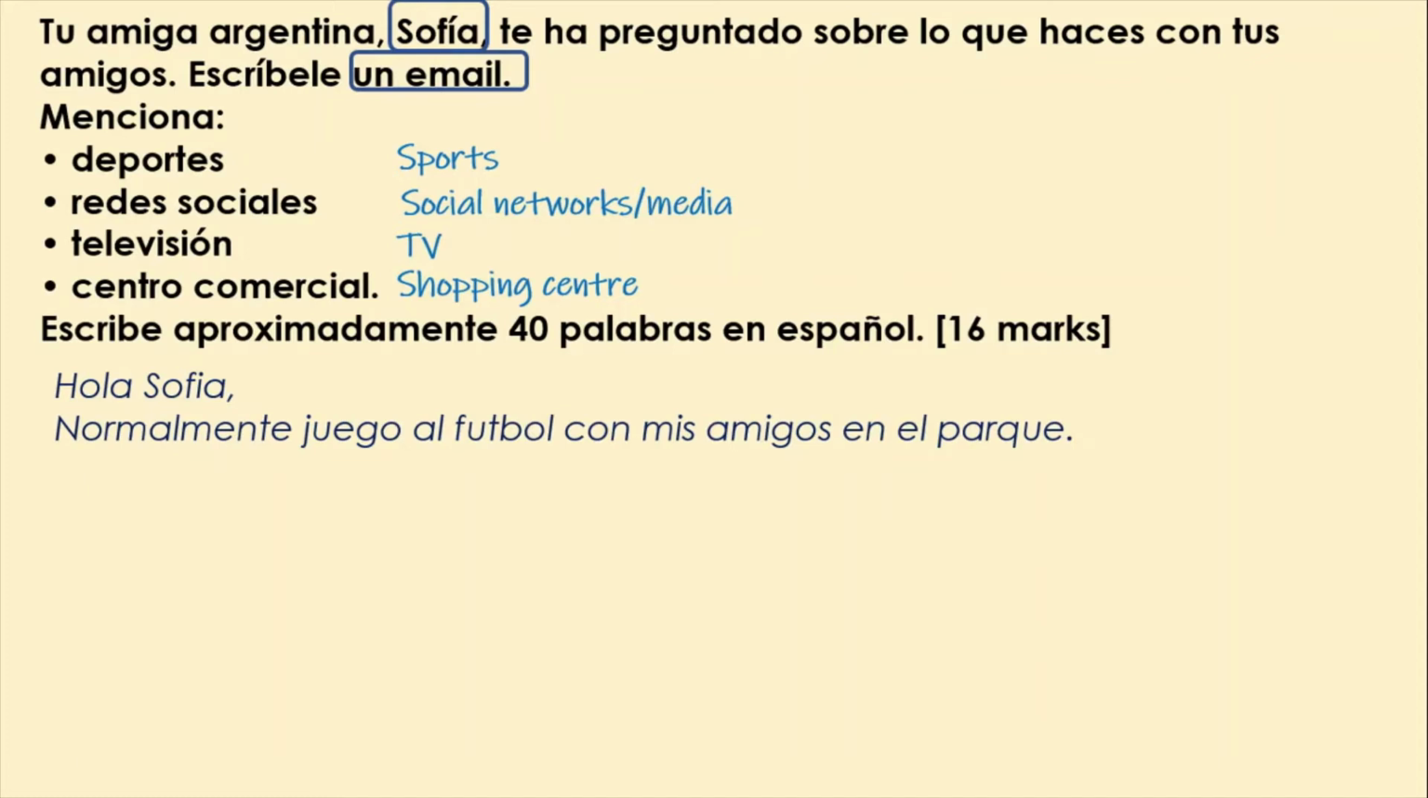Normalmente juego al fútbol con mis amigos en el parque. So we need to refer to sports. So you need to say what you do about sports. Choose a sport. You don't have to play that sport. You just have to make a sentence about a sport. So normally I play football with my friends in the park. The next one is social network.